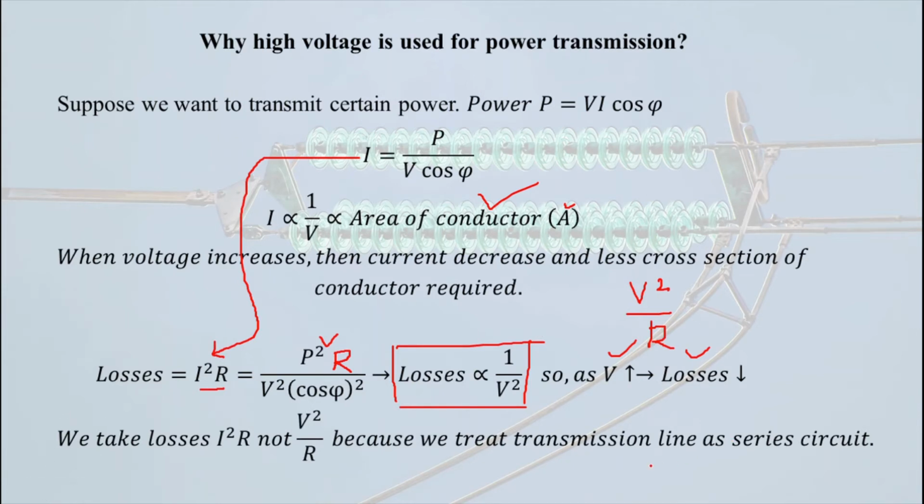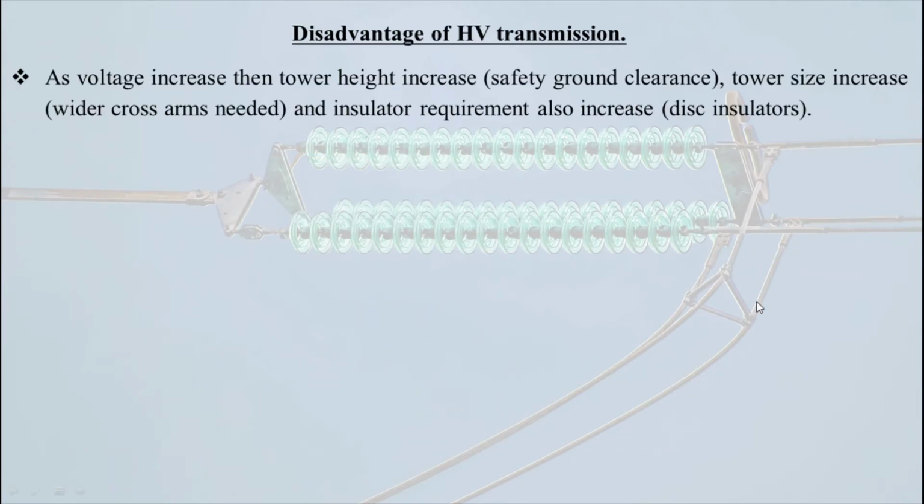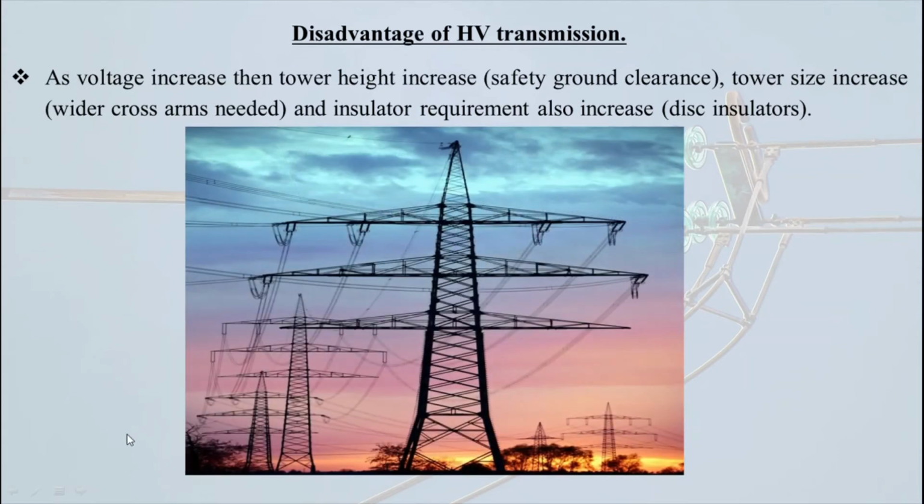Now apart from these advantages, there are also some disadvantages of high voltage transmission. So first disadvantage is as voltage increases, then height of transmission tower also increases. This is to maintain the ground clearance for safety. Now as voltage increases, the size of tower also increases because wider cross arms are needed at high voltage. The number of disc insulators on tower also increases. These disc insulators are used to insulate transmission line from metallic tower. So when voltage increases, then we need to add more discs in the chain of disc insulators.